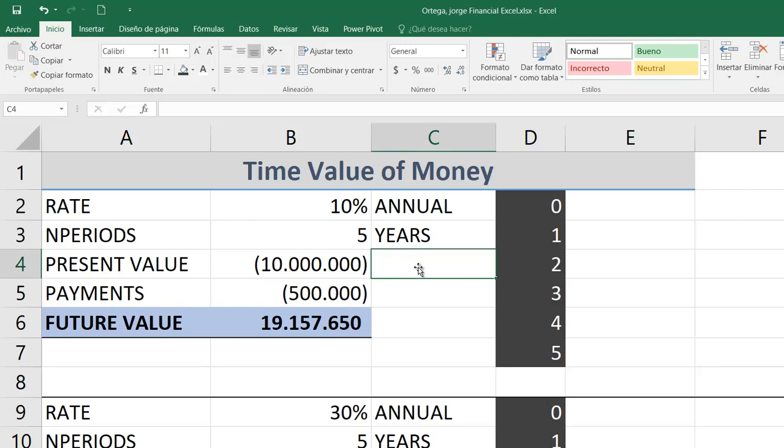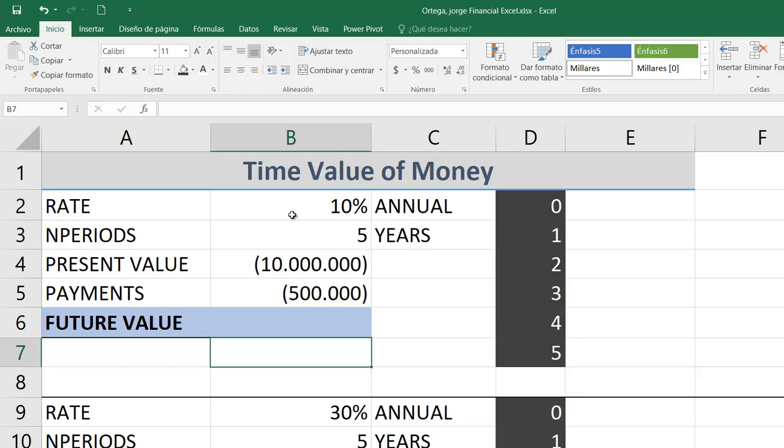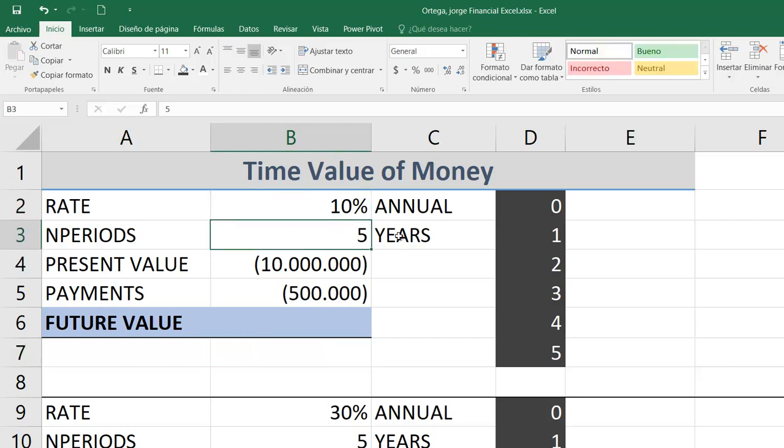In this video, we're going to learn how to use some of the financial formulas in Excel for time value estimations. The first one is the future value. I have this exercise in which we have the rate and the period, and I need to tell you that it's important to have the rate in the same periodicity as the number of periods. For example, here we have 10% annual and we have 5 years. We cannot have annual rate and months, for example. They should be in the same periodicity.